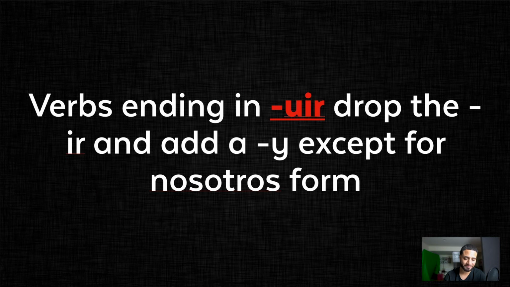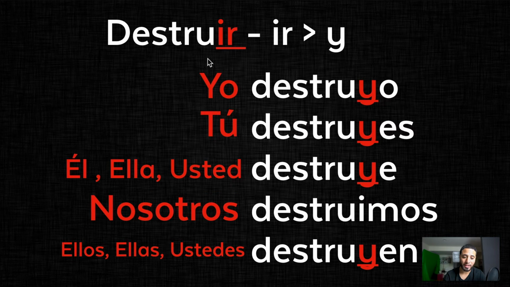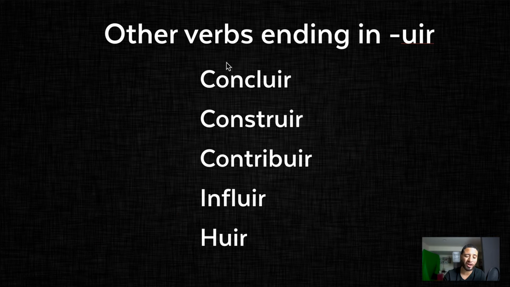All right, so next we will cover verbs ending in UIR. We drop the IR and we add a Y except for the nosotros form. So you can see here the verb destruir. We have destruyo, destruyes, destruye, destruimos. So you can see the I stays here. And destruyen. So everything changes, all the Y changes for all these except for the nosotros form. Other verbs ending in UIR: concluir, construir, contribuir, influir, huir.